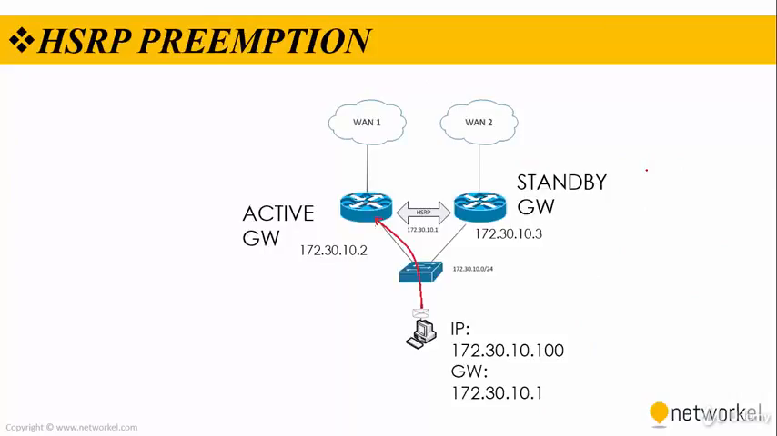Let's take a look at the HSRP preemption feature. If the active router fails, the standby router is activated and it remains active even if the previous active router returns. The preemption process forces routers to a new HSRP selection.